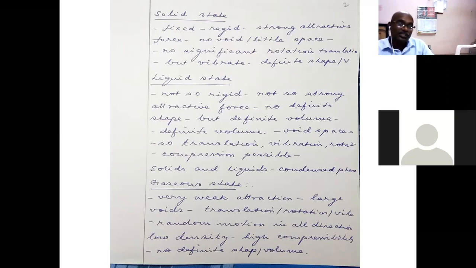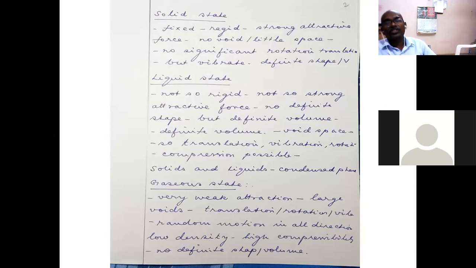And the attractive force among the molecules in the liquid state is not as strong as in the solid state. Therefore, the molecules in the liquid state experience translational, rotational, and vibrational motion. Also, we can compress liquids, but the compression is very small. Compression is possible in liquids, but not in solids.